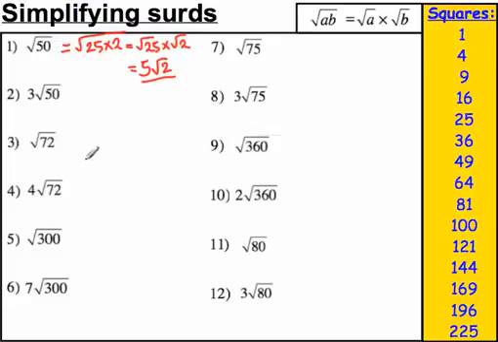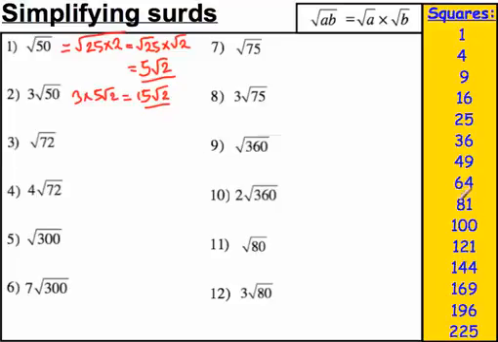Now imagine someone asked you, what's 3 times root 50? Well, if you know one lot of root 50 is 5 root 2, 3 times root 50 must be 3 times 5 root 2, which is simply 15 root 2. Easy as that. Okay, let's look at example 3, root 72.